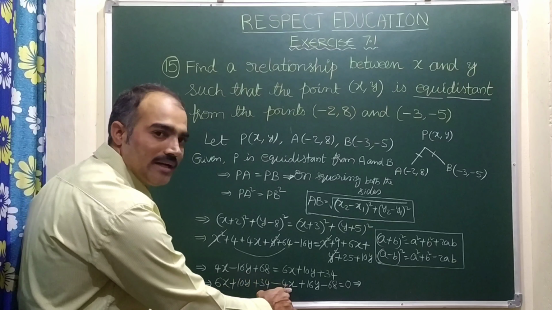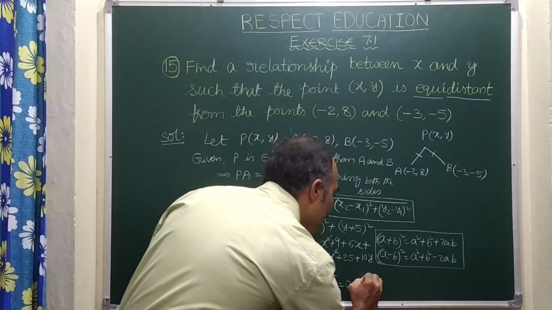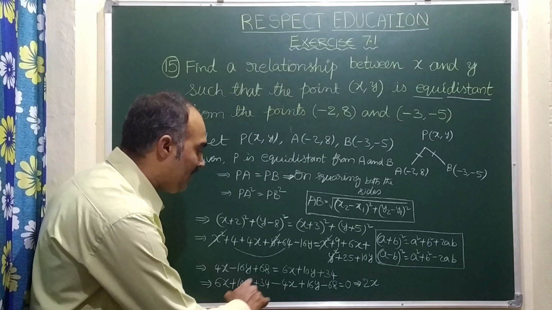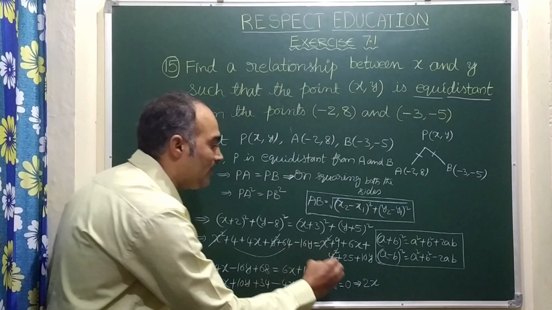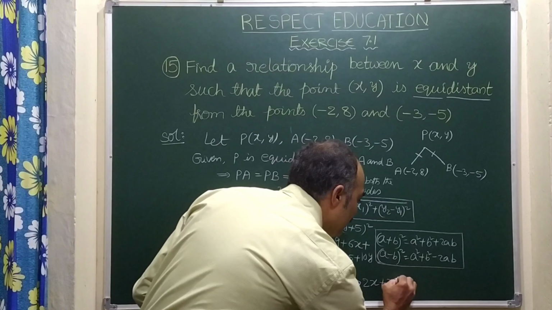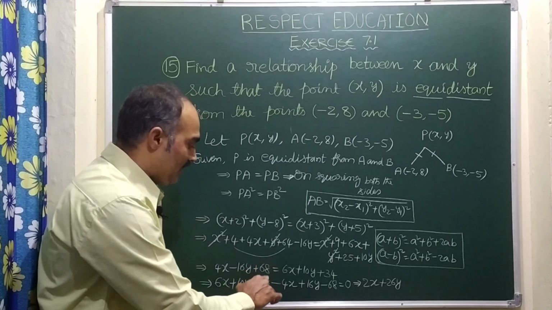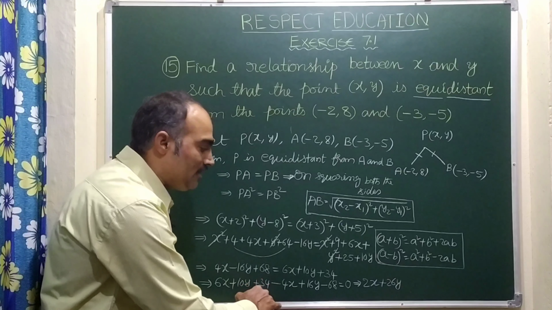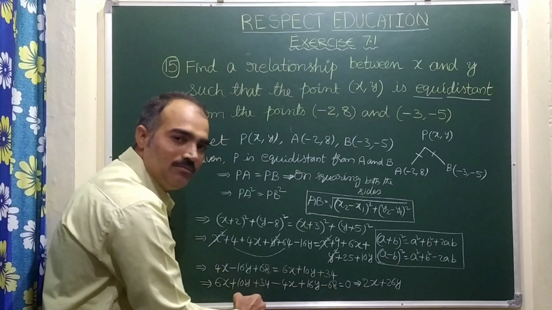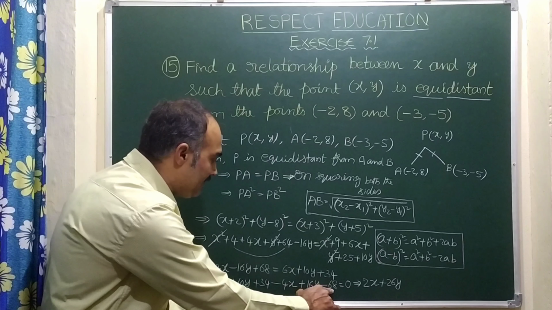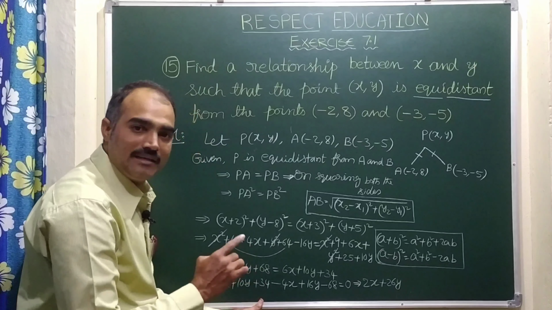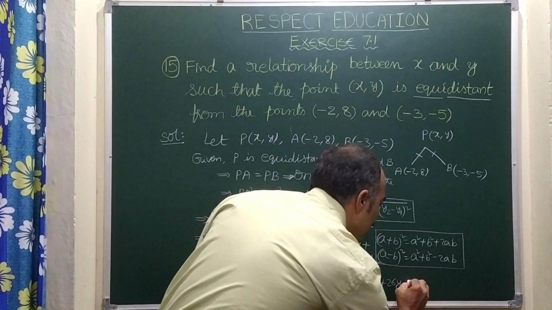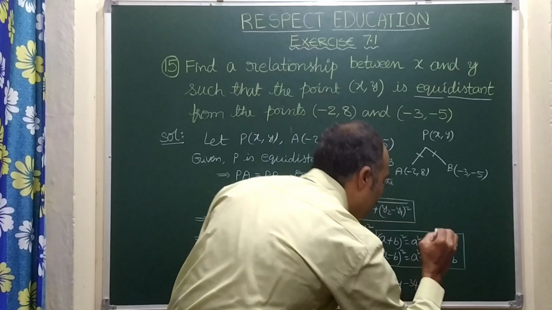Now let us simplify this. 6x minus 4x is 2x. So the x term is over. Now let us simplify the y term. Plus 10y plus 16y is plus 26y. Now let us write the constant. Plus 34 minus 68. Both have different signs, so we need to do subtraction first. 68 minus 34 is 34. The bigger number has the minus, so it is minus 34. So minus 34 equal to 0.